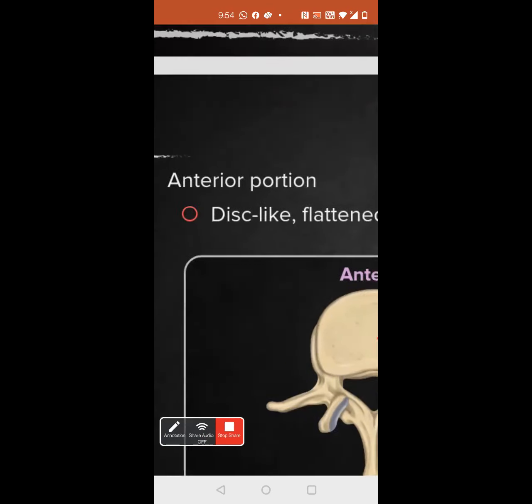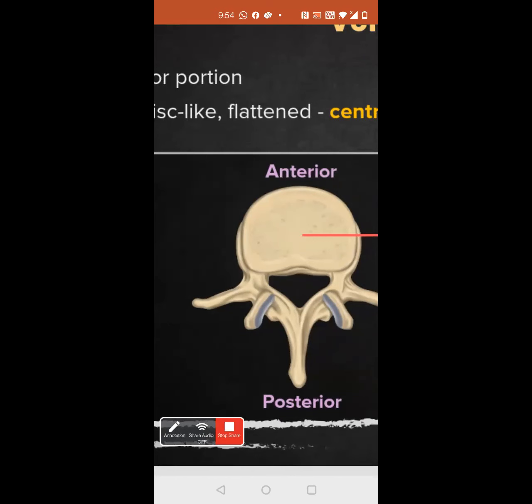Anterior, posterior is like left and right. When it is placed, if you are turning back, towards the inner would be your anterior, towards outer would be your posterior. So we are feeling the posterior part.